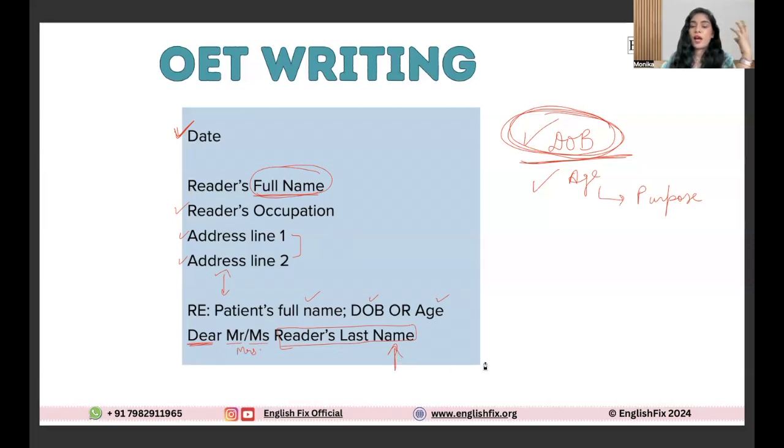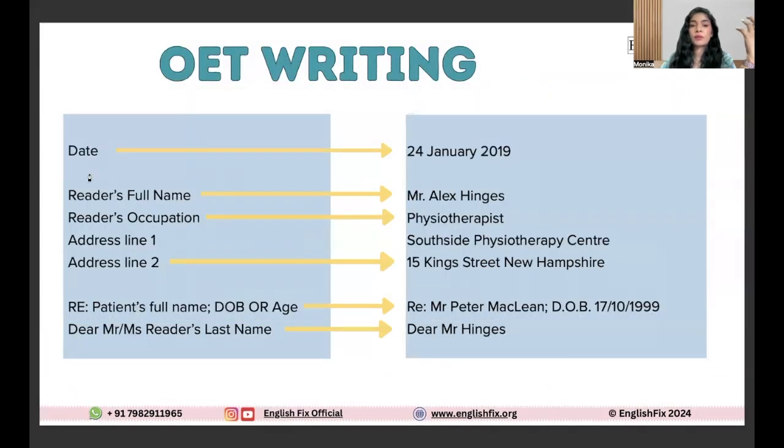Now, how it is going to look with actual information. For example, here, this is the date, reader's full name, reader's occupation, address line, and patient's name, date of birth, and reader's last name. This is their full name, this is their last name, this is the reader's name. No, I'm not using the name from exactly that letter. So you don't have to worry about that.